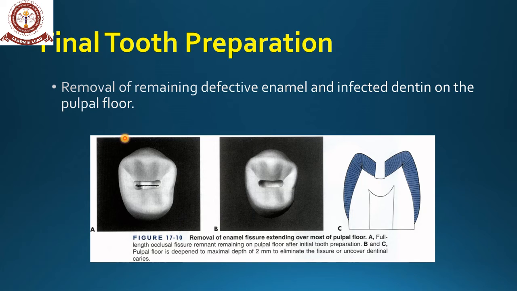So next is the final tooth preparation. In this final tooth preparation, if there is any defective enamel or any infected dentin or any caries present, we have to remove it from the pulpal floor. So the ideal depth we have created is around 1.5 mm. If caries is present after that also, then you can extend the cavity to 2 mm depth to remove the caries. If the caries is continuous like this, you can uniformly extend the cavity to a 2 mm depth.